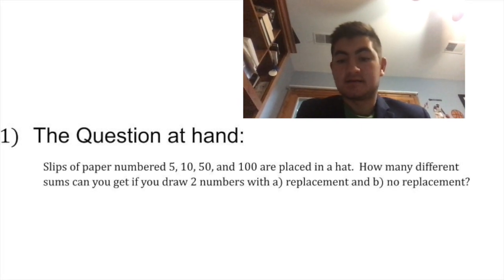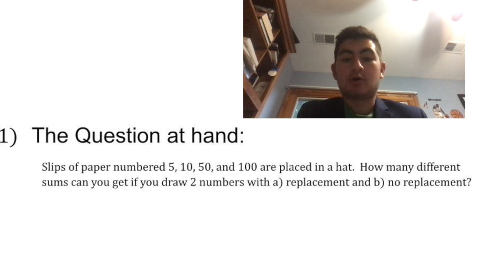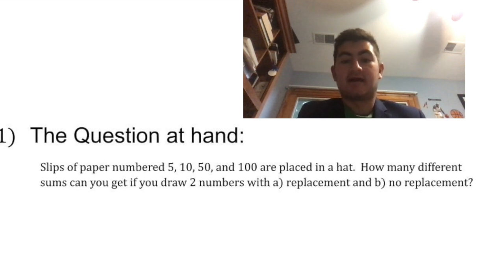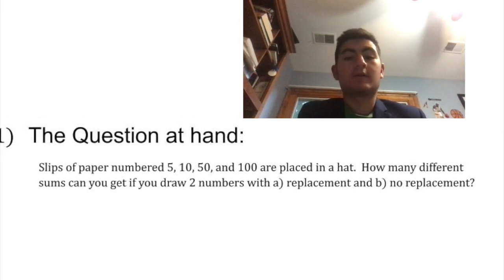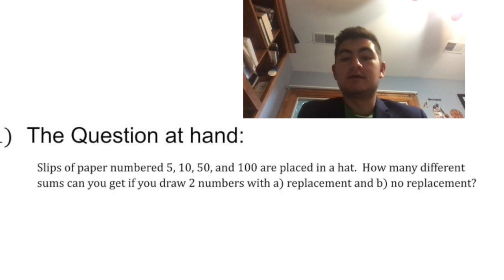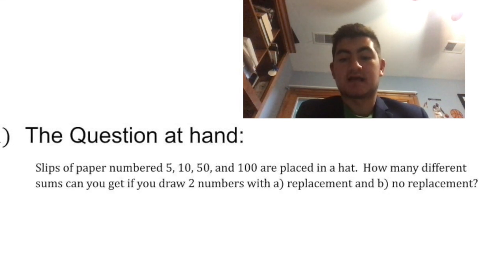B, no replacement, is basically the opposite of that. After you pick 5 out of the hat as your first drawing, you wouldn't put it back in. So the only options would be 10, 50, and 100 for your second drawing.